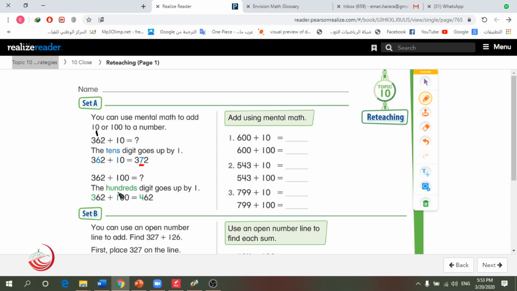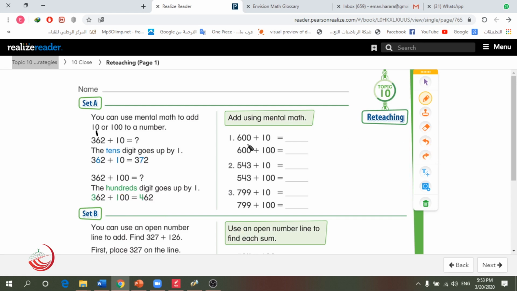But when he asks me to add by hundreds, I will add only what? On the hundreds. Here, 362 plus 100, how much will it be? I will put the 1 up the 3. So 1 plus 3, 4. So it will be 462.